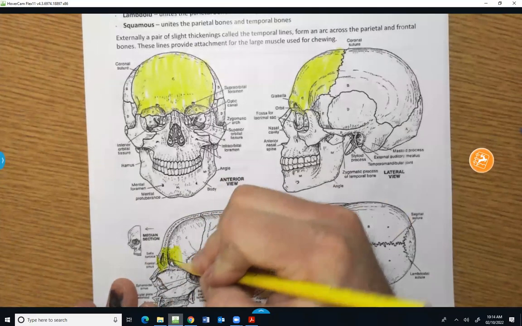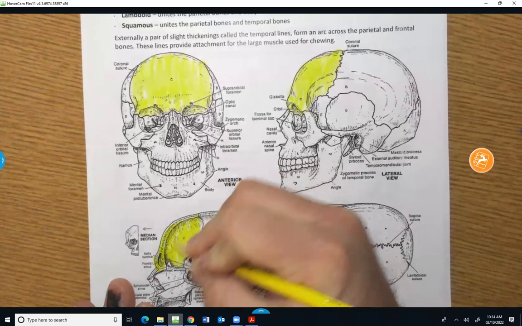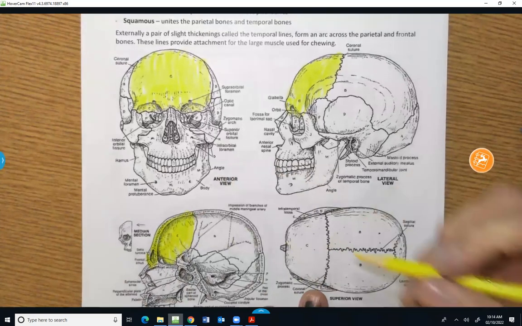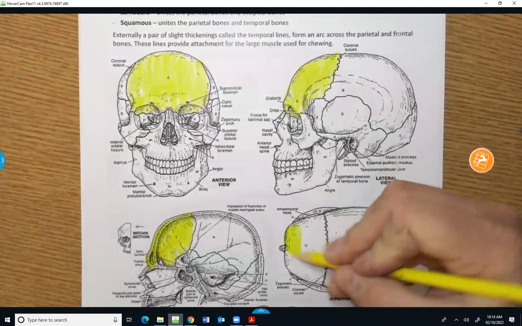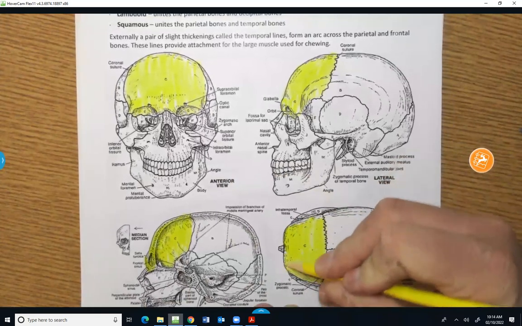Bottom here, we have a medial section where the skull's been cut from front to back, and we're looking at the interior. And then just straight up from above here gives us a nice view.